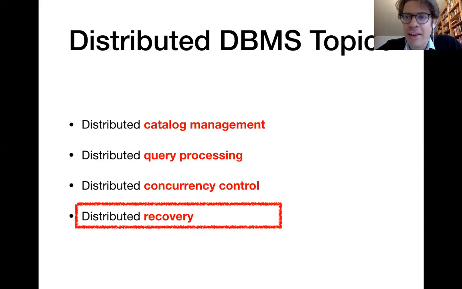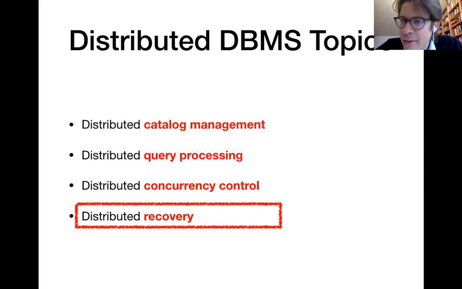And we're going to start discussing another class of systems which make a couple of different design choices compared to traditional database systems. The last time we already discussed how distributed database management systems differ from single-site systems in terms of things like catalog management, query processing, concurrency control. This is where we stopped last time.